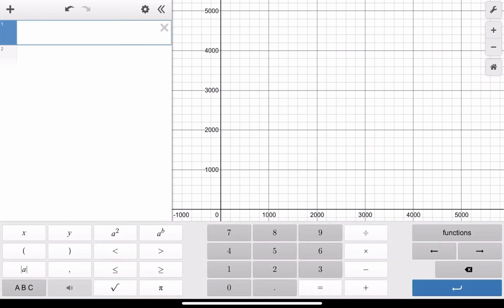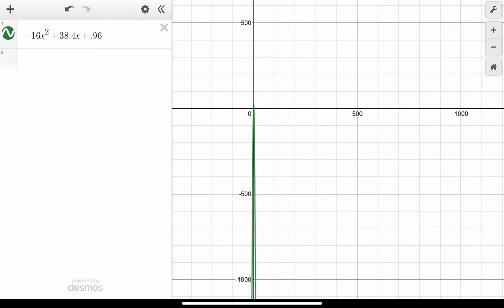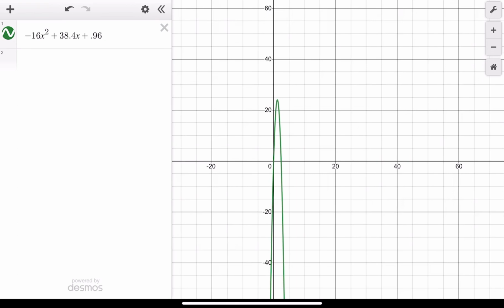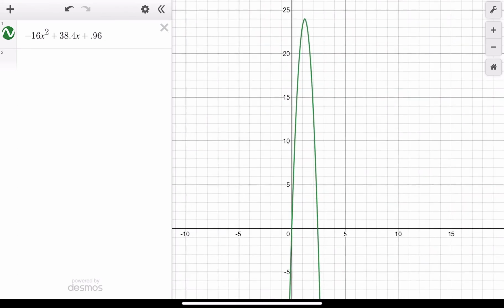Alrighty, the equation again was negative 16 input squared plus 38.4 input plus 0.96. And I gotta zoom way in because my graph is messed up because I was zoomed way out for the 77 some thousand things being produced or whatever.